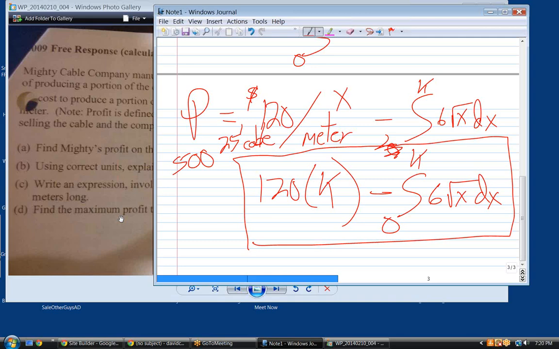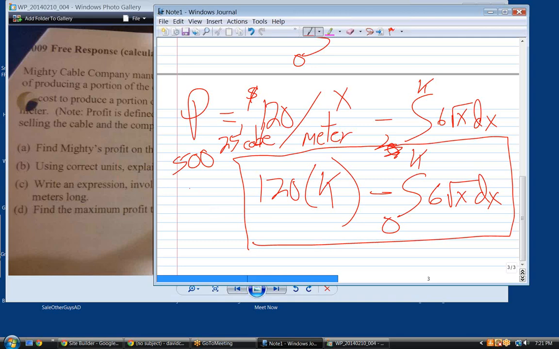Well, let's think about that for a moment. In other words, when K is 100, you're not going to get a profit anymore. And when it's 1,000, you're going to have a loss. Somewhere at some perfect number is the maximum profit.